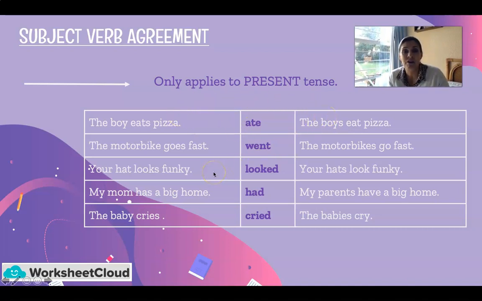So look at the others. The motorbike goes fast, present tense, but it went fast, or the motorbikes went fast. Your hat looked funky, your hats looked funky. Stays exactly the same for both of them. My mom has becomes, in the past tense, my mom had a big home. My parents, plural, had a big home. The baby cries becomes the baby cried, and the babies cried. So there's no difference in past tense. The only time you have to remember the subject-verb agreement is when it is in the present tense.